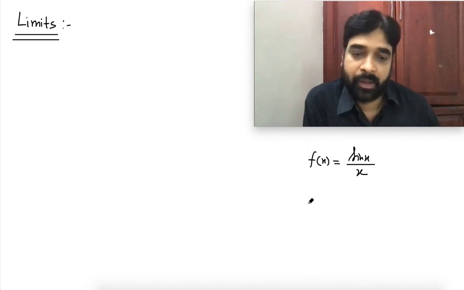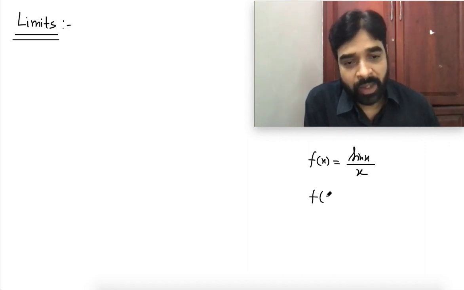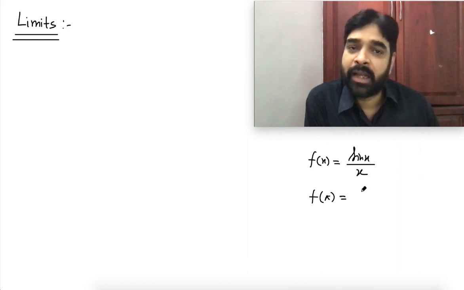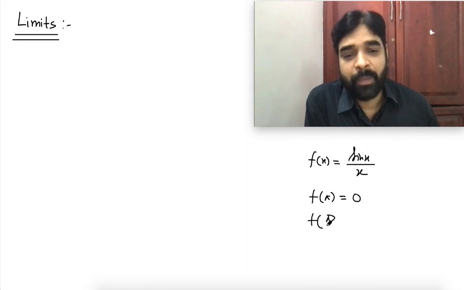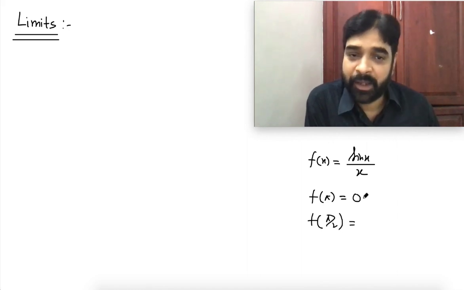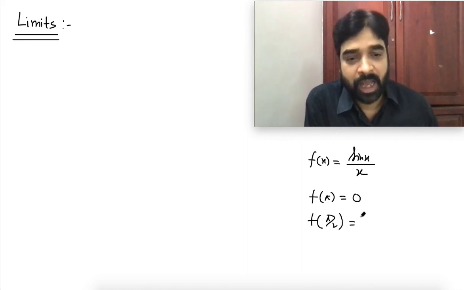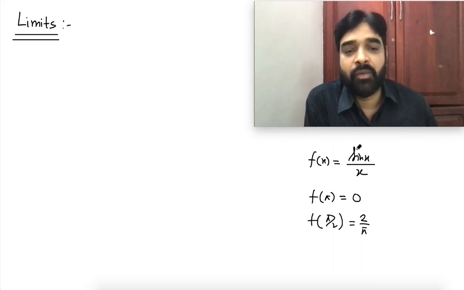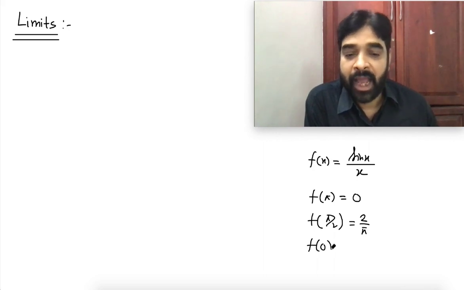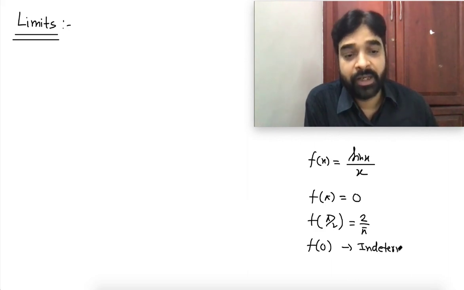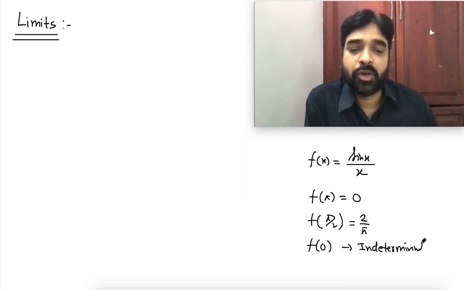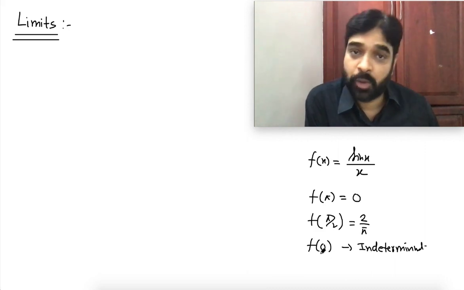Correct? What is f of pi? You will say sin pi by pi. Sin pi is 0, so 0. What is f of pi by 2? You will say sin(pi by 2) divided by pi by 2, which means the answer will be 2 by pi. Perfect. f of 0 is not defined, or 100% indeterminate. Why indeterminate? Because it will become 0 by 0.